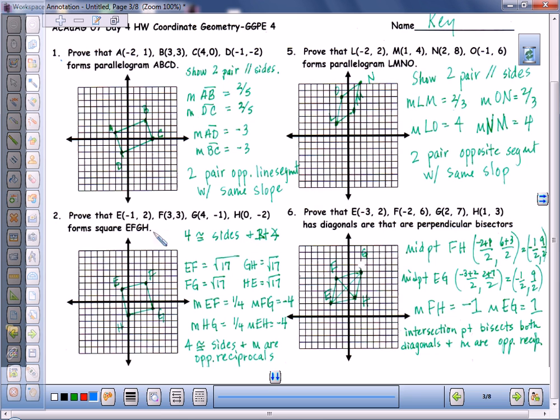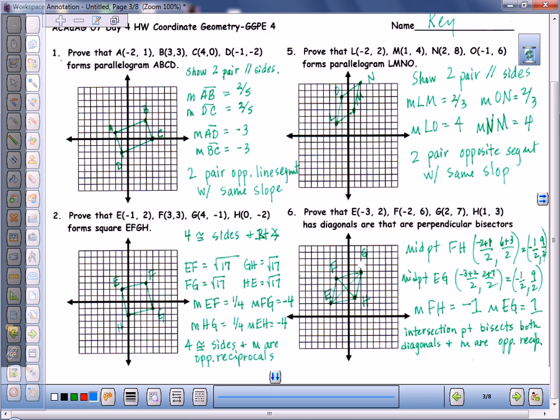Okay, number 2, they want us to know that we have a square. Well, a square, I have to have 2 pieces of information. And I can pick a couple different ones from that chart where we checked them off. It doesn't always have to be the same. But I do have to know that I have 4 congruent sides. And I can know that I have 4 right angles. Or I could say that the diagonals are congruent.